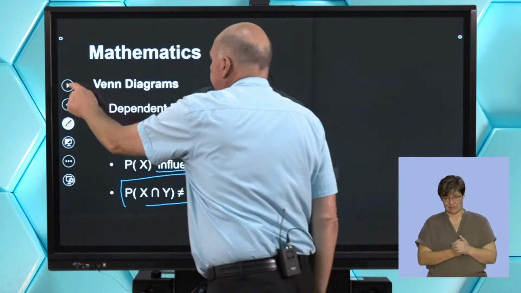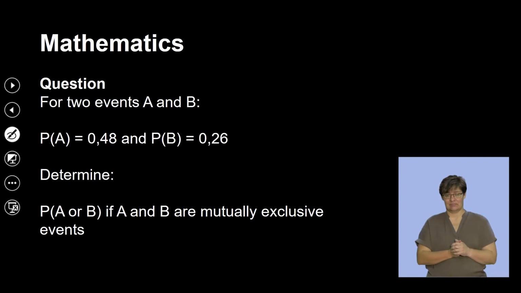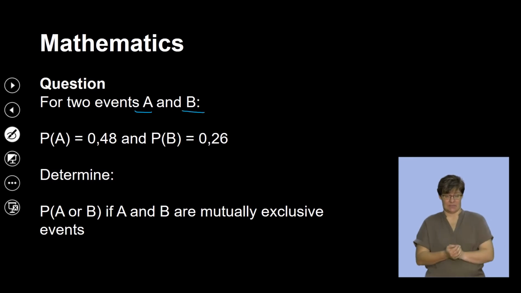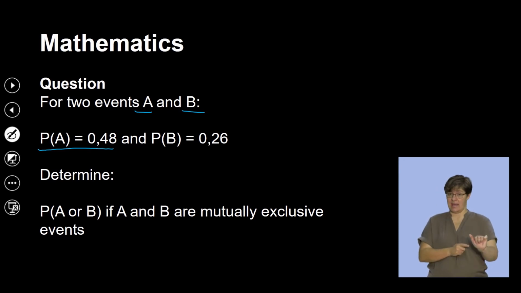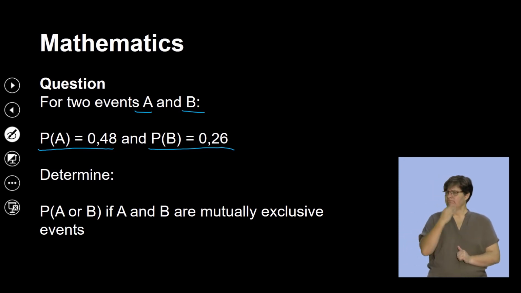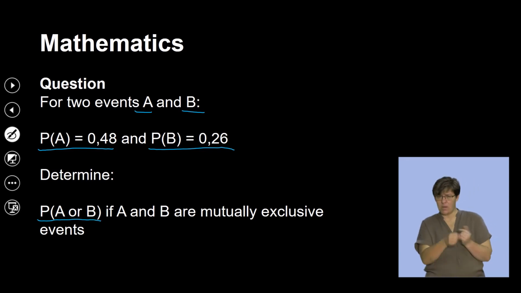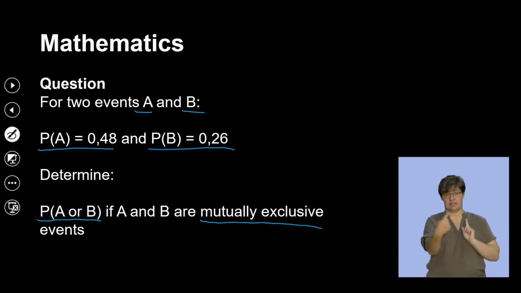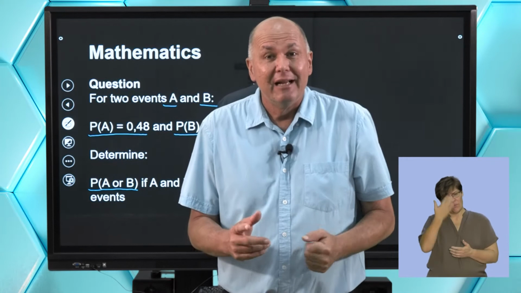Let's go on. So in this question we've got two events, A and B. And we're told that the probability of A is 0.48, and the probability of B is 0.26. We're asked to determine the probability of A or B if A and B are mutually exclusive. Well, that's a giveaway. I'm sure you've got it. Think about how you would answer the question, and let's get ready to give you the answer. Here we go.